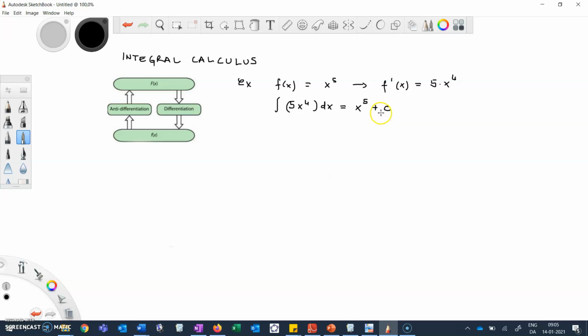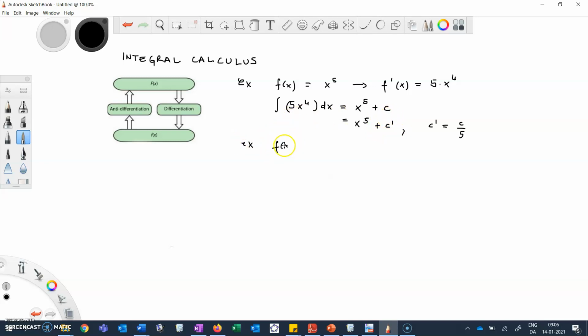This is valid, of course, with any type of c. I can choose also another c, for example, c prime, where c prime is just something else related to c. For example, c divided by 5. I can do that. The result includes a constant, and this constant can be anything really.